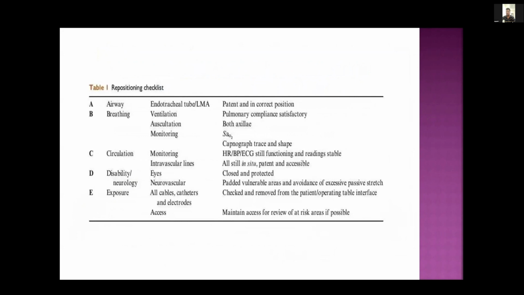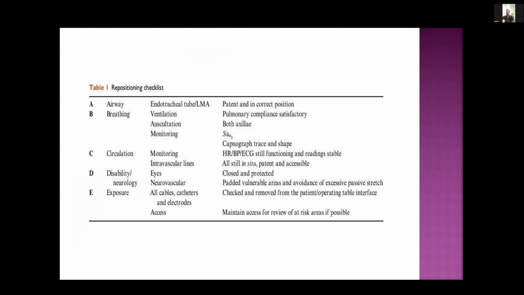So this is a repositioning checklist. Whenever there is any change in position, we should check these points, mainly the airway, to check the endotracheal tube or LMA. Breathing should be checked to ensure adequate ventilation. Auscultation should be done, with monitoring of saturation and capnograph. Any changes in these help diagnose complications early.